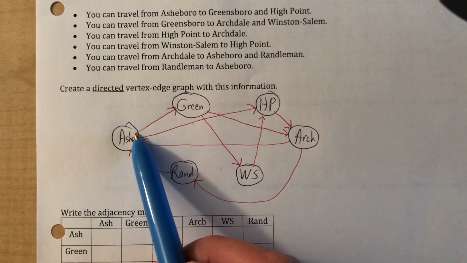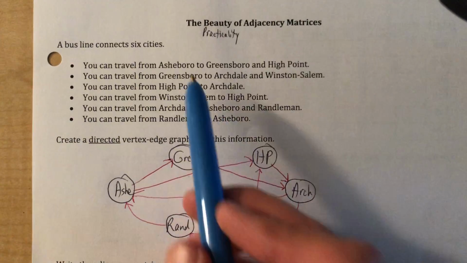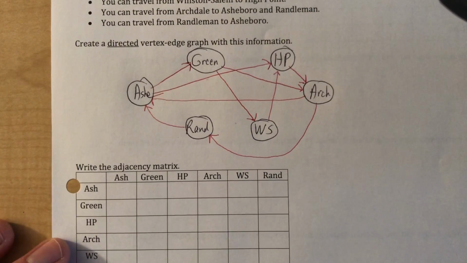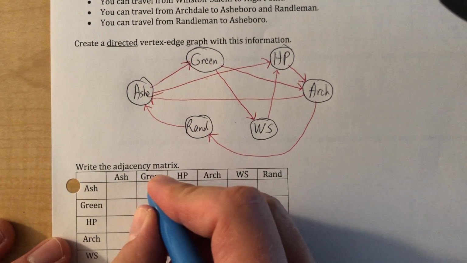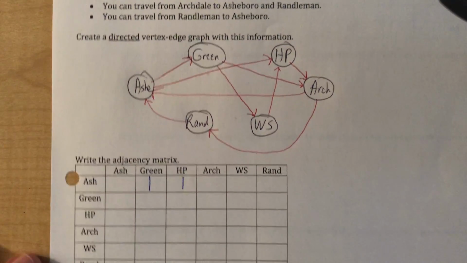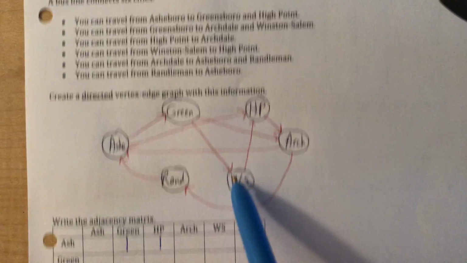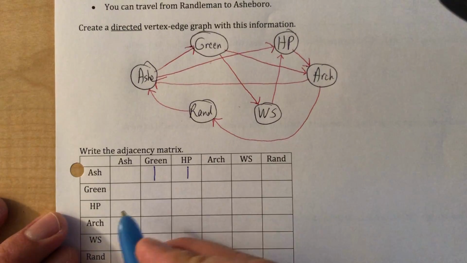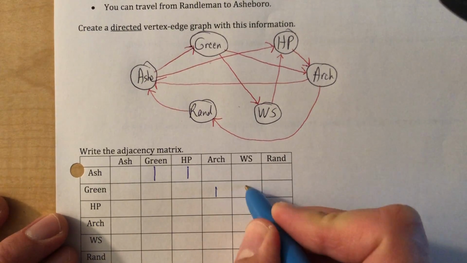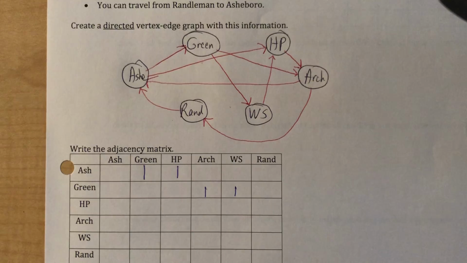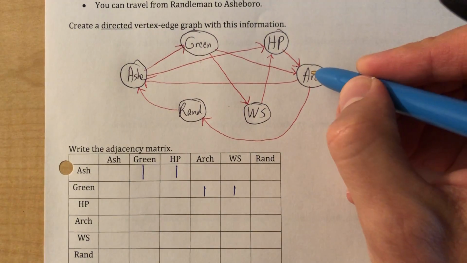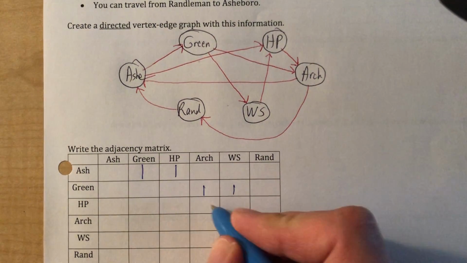I'm actually going to go from here and here. So Asheboro goes to Greensboro and High Point, which makes sense. So from Ash to Greensboro and to High Point. Everything else will be a 0. I can go from Greensboro to Archdale and Winston-Salem. We've done this before. High Point to Archdale and only to Archdale.